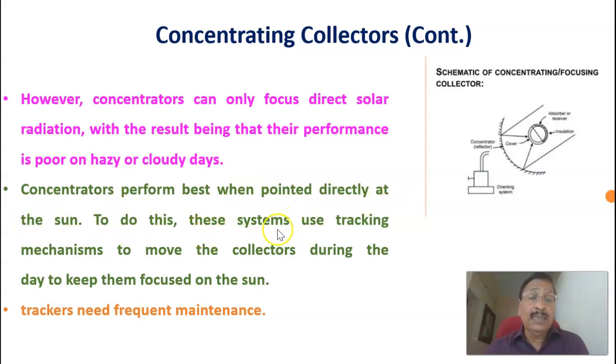To do this, these systems use a tracking mechanism. A tracking mechanism is used to move the collectors during the day to keep them focused on the sun. So a tracking mechanism is provided so that it can always track the sun, and that can concentrate on a focus point like this. The disadvantage is that trackers need frequent maintenance. Therefore, this is a concentrating type of collector.